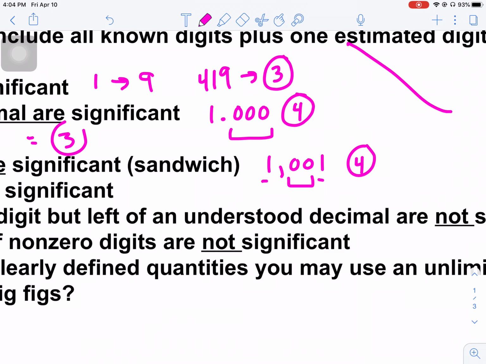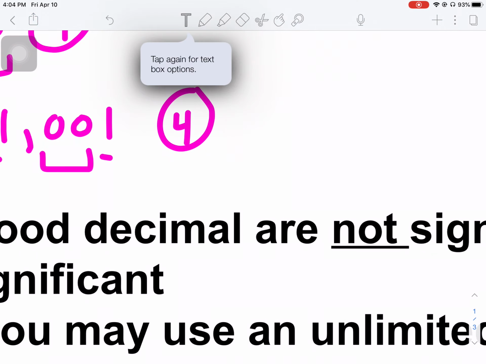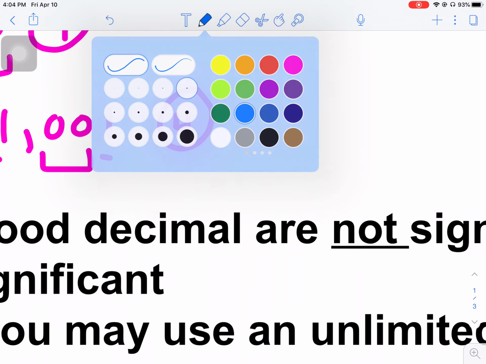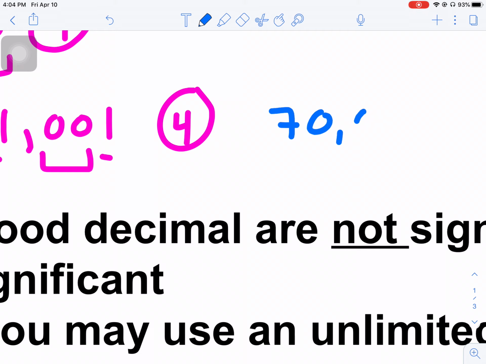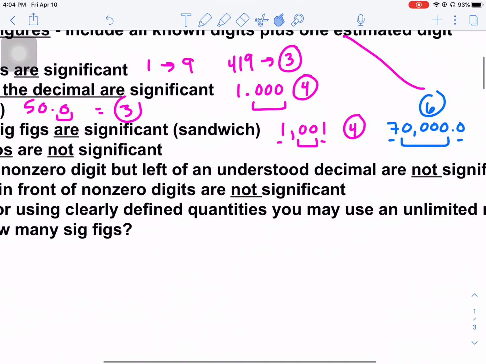But let's look at another example. I'm just going to make a number up here. Let's say we have 70,000.0. All right, so the 7 is significant. Final zeros after the decimal are significant. All these other zeros in the middle get sandwiched in between. So 70,000 decimal 0 would have 6 significant figures: 1, 2, 3, 4, 5, 6. Six digits, all of which are significant. So zeros, if they're final zeros after the decimal, or if they're sandwiched in between, they are significant.